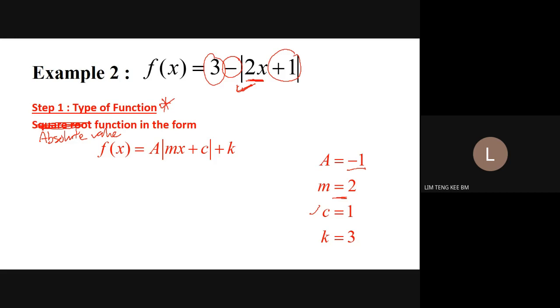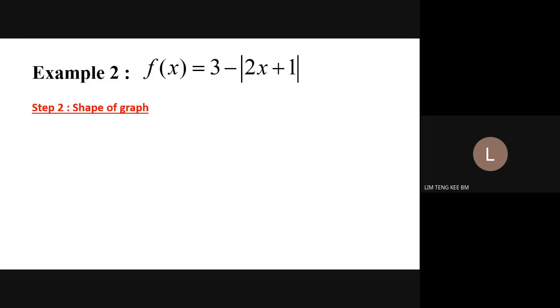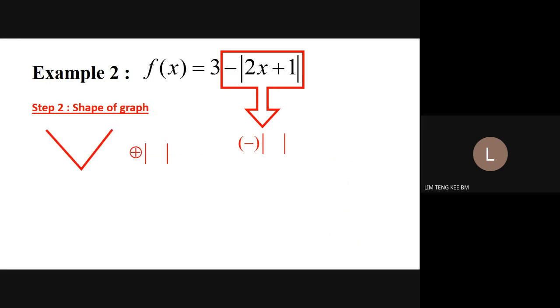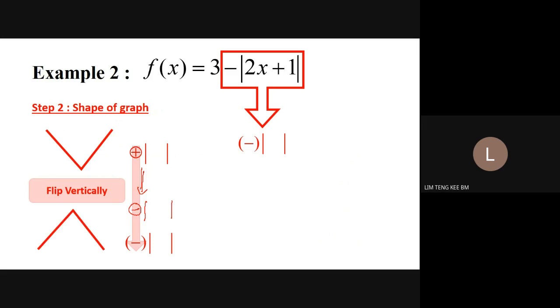Then next, step 2, the shape of the graph. How we're going to decide the shape is based on the sign on the modulus. We notice that this is the case where we have negative modulus. We begin with the idea of having the V shape for positive modulus. If I would like to change the sign to negative modulus, I need to consider flipping the graph vertically and get the answer as an inverted V shape.